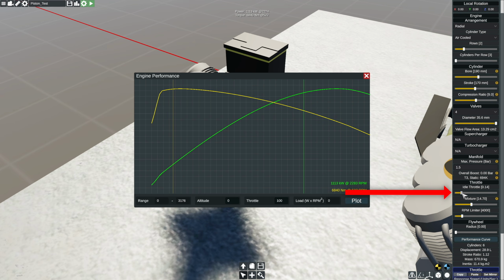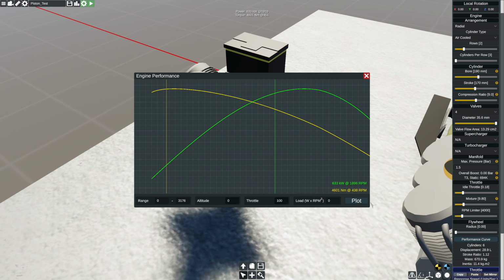Next we have idle throttle, which just controls the throttle percentage the engine sits at while idle. If this value is too low, the engine will sputter out and die while idling. Increase it to slightly above what is necessary to keep it running.